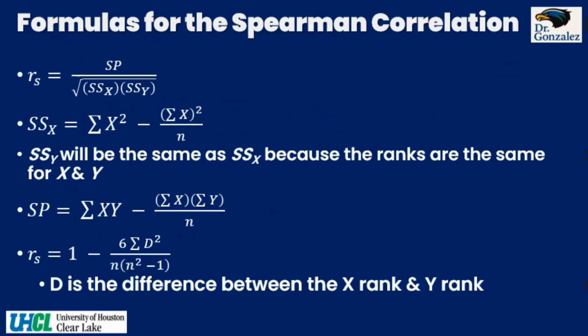That's the formula for your Spearman correlation. And yes, it is a little bit different from your others. You've got a d squared in here where that d is the difference between x rank and y rank.